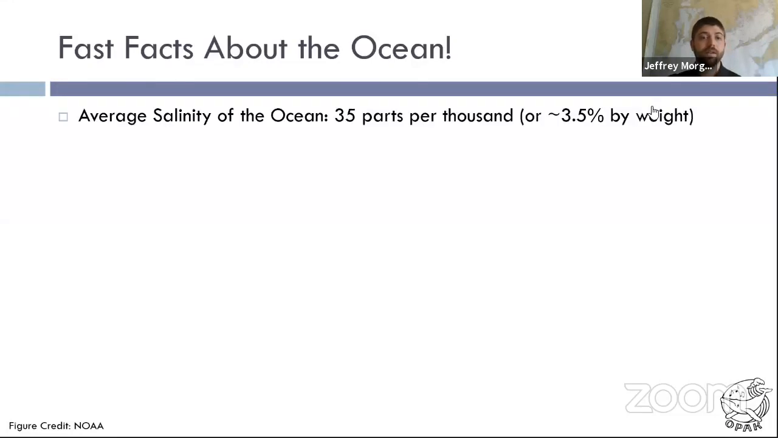So the average salinity of the ocean, which is our benchmark to see if something's more salty or less salty, is about 35 parts per thousand, or 3.5% by weight. Within that, though, the major things that make up that 3.5% are dissolved chloride, sodium, sulfate, magnesium, calcium, and potassium. So those are the major dissolved substances that we would find that make the ocean salty.